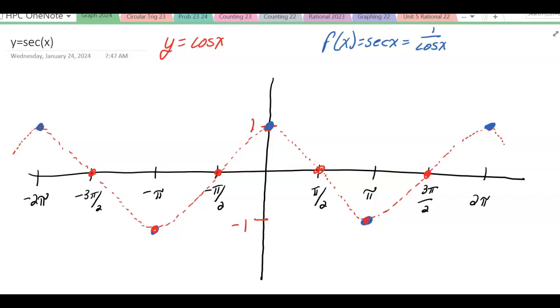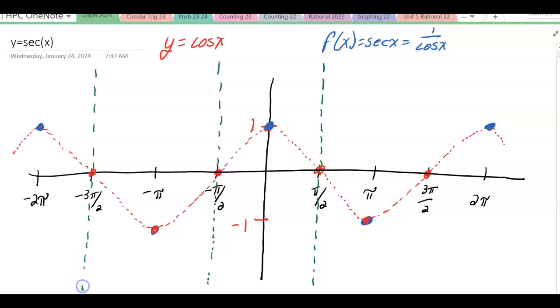Now what happens when the cosine is 0, like at pi over 2? If the cosine of pi over 2 is 0, that means the secant is 1 over 0, which is undefined. So when the graph of cosine hits the sinusoidal axes, we will have a vertical asymptote at every point for the secant graph. So we have vertical asymptotes at -3 pi over 2, -pi over 2, pi over 2, and 3 pi over 2, because that's when the cosine is 0, which makes the secant 1 over 0 or undefined.